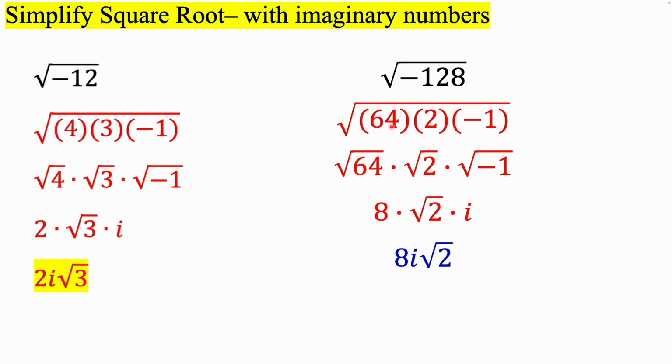I'll break it down into 64 times 2 times negative 1. Now the square root of 64 gives us a nice 8. The square root of 2, we can't break it down. And the square root of negative 1, we get i. So our answer would be 8i times the square root of 2.